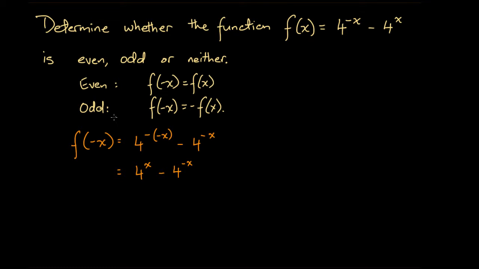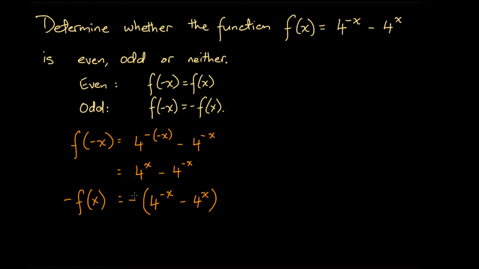Let's consider whether it's odd, though. So to consider whether it's odd, let's examine the expression negative f of x. Let's see what we get if we evaluate negative f of x. Well, negative f of x is, we simply multiply this entire expression by negative 1. So we can put a negative sign here, and then put this expression in brackets or in parentheses. So we've got 4 to the power of negative x minus 4 to the power of x.